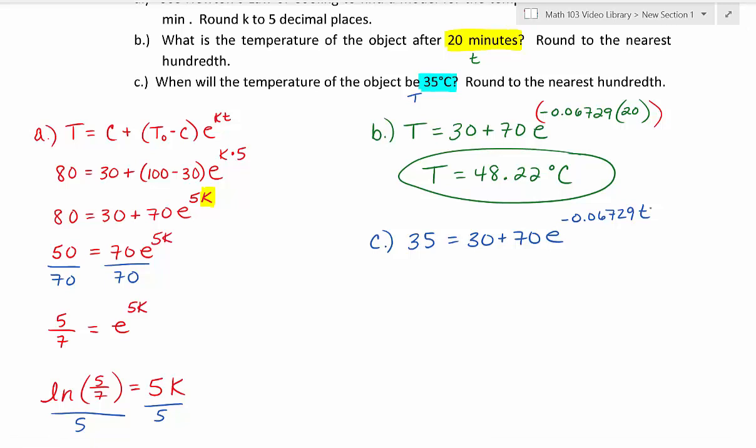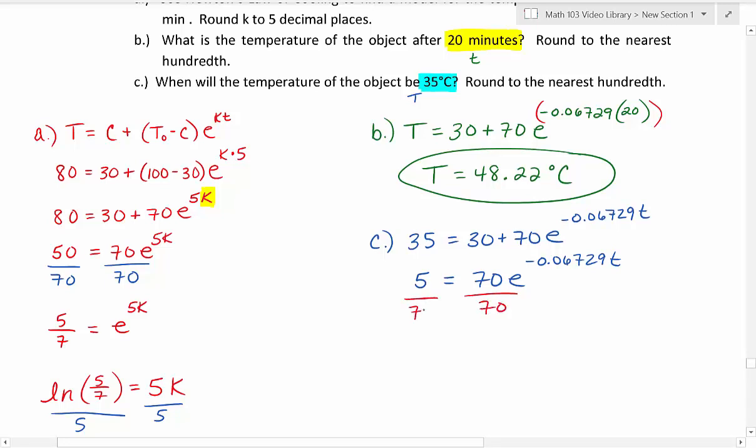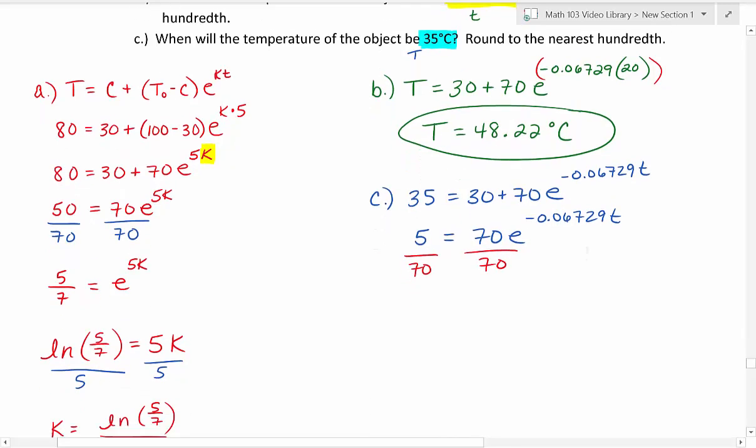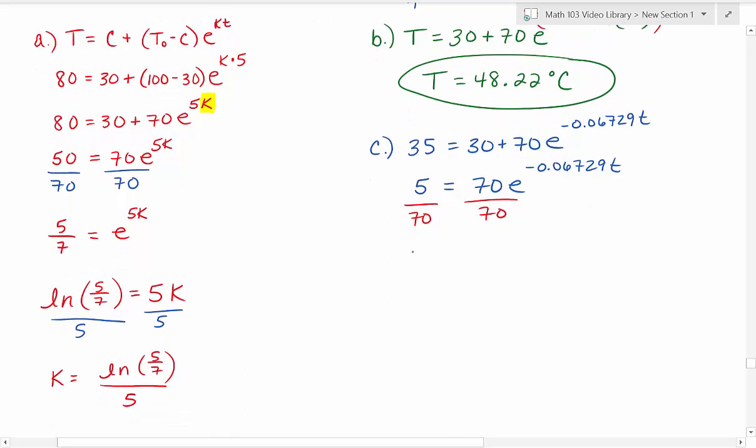We need to start by isolating the exponential base, the e to that power, and then we'll turn it into logarithmic form to solve. So isolating the e, we'll subtract 30. And then divide by 70. That gives us 1/14 equals e to the negative 0.06729 t power.